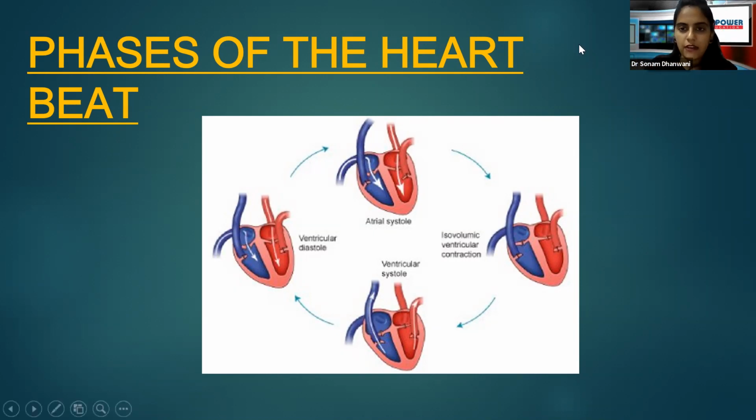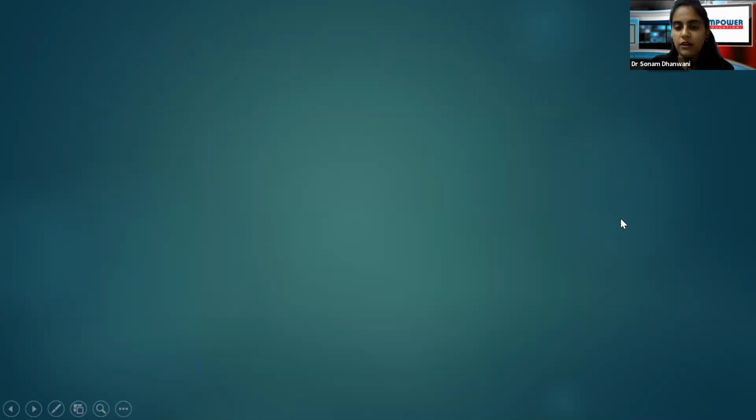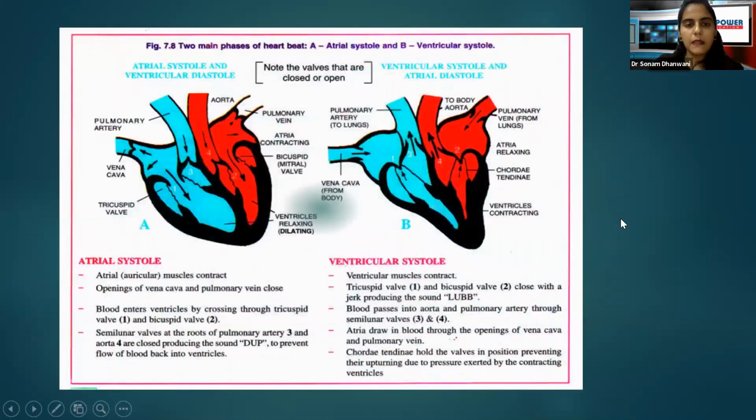Okay, now you have understood the basics. Now we'll be seeing what happens and how it happens. Okay, now it starts with the contraction. Okay, meaning it starts with the systole.